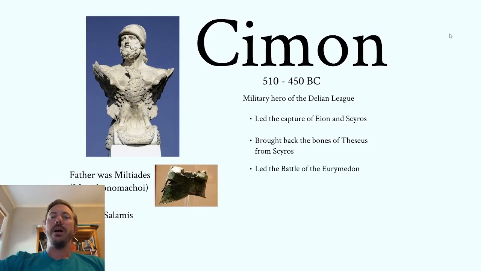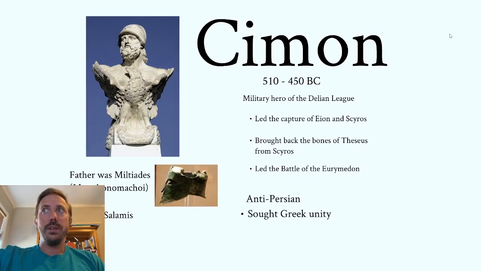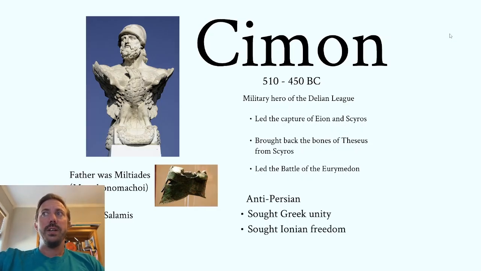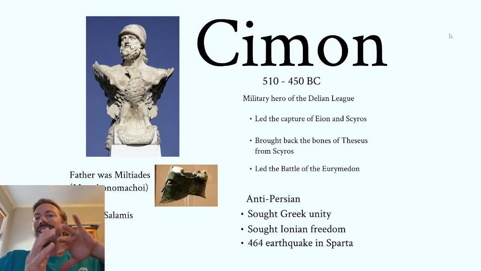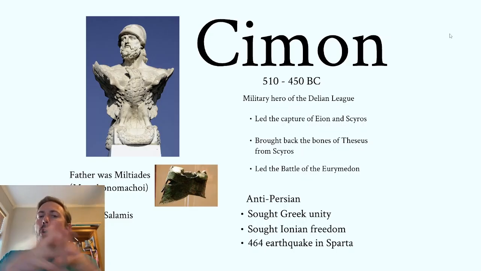And he led the Battle of Eurymedon. Eurymedon was kind of a cleanup battle where he went to Eurymedon, an Ionian Greek city-state, to wrest them from Persian control. And Cimon was very anti-Persian. And he sought Greek unity. He sought Ionian freedom. So that's very important to know about Cimon. He was anti-Persia, not anti-Sparta. He was pro-Sparta, pro-Greek Hellenic League alliance kind of thing. Let's all get together because our enemy is not each other. Our enemy is Persia. Very important.